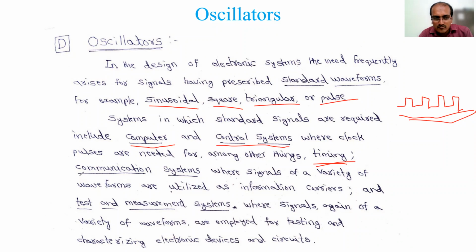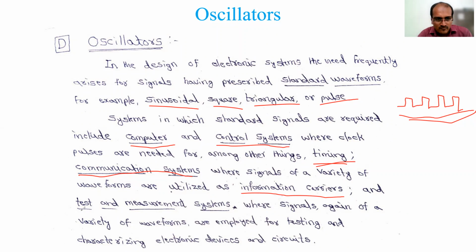The second application area is communication systems. You are using data, 4G, 5G, and cellular mobile, where signals of a variety of waveforms are utilized as information carriers. I am talking to you online now, so my data is sent over some channel wirelessly while you are sitting at home and listening. My information is carried by one of these signals, sinusoidal, square, triangular; we don't know how it works in the background. If you work in such industries, you will come to know what waveforms are working. You'll learn more about communication systems in higher semesters. That is another application of these standard signals.